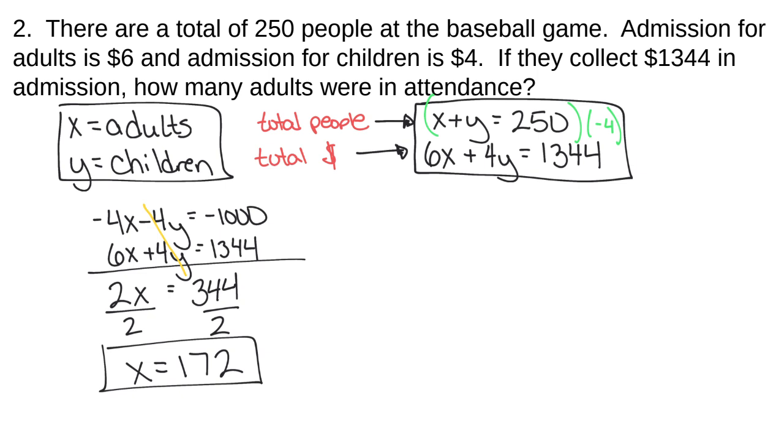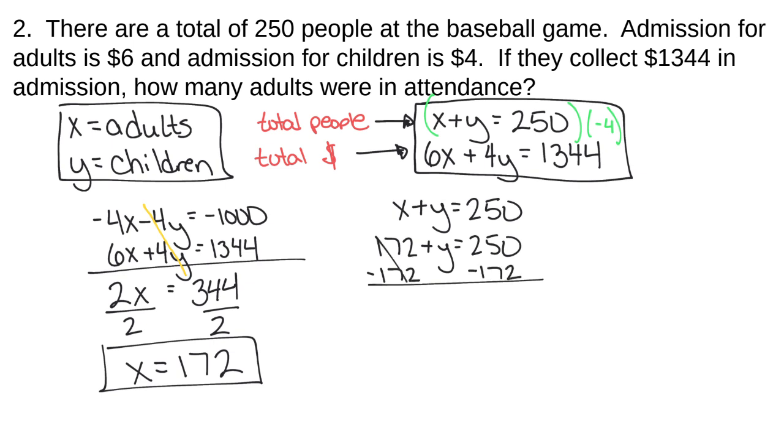I'm going to go back to this one. You could use either one, but I'm going to use this one just because the numbers are a little nicer. We know that x plus y equals 250. And I now know that x is 172. So wherever you see x, we're going to put in 172, and then we can solve for y. We're going to get y equals 78. So now we know the value of x and y.